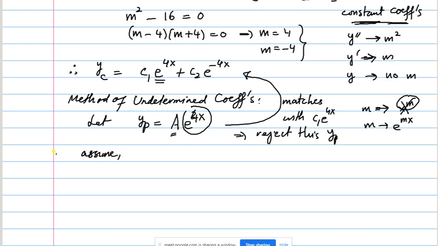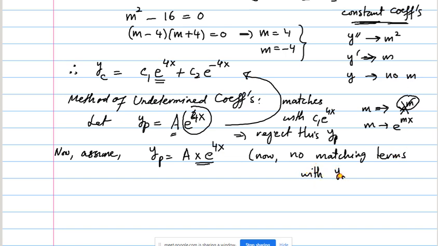Next, assume yp equal to a x e4x. Multiply with x, introduce one x here. Now if you compare, there are no matching terms with yc. You see, yc and yp are different. Now x e4x is different than e4x. They are not matching. This is very important. Students miss this one. So if there are no matching terms, accept this yp. It means accept it.